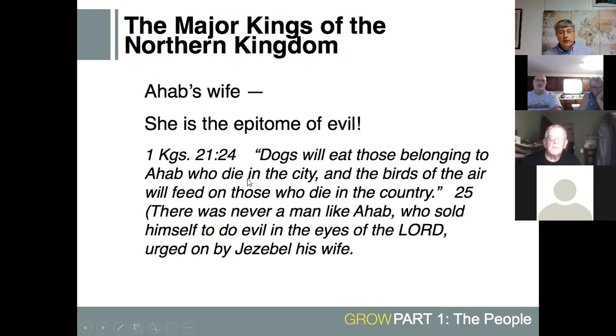1 Kings 21:24 says, "Dogs will eat those belonging to Ahab who die in the city, and birds of the air will feed on those who die in the country. There was never a man like Ahab who sold himself to do evil in the eyes of the Lord, urged on by Jezebel, his wife."